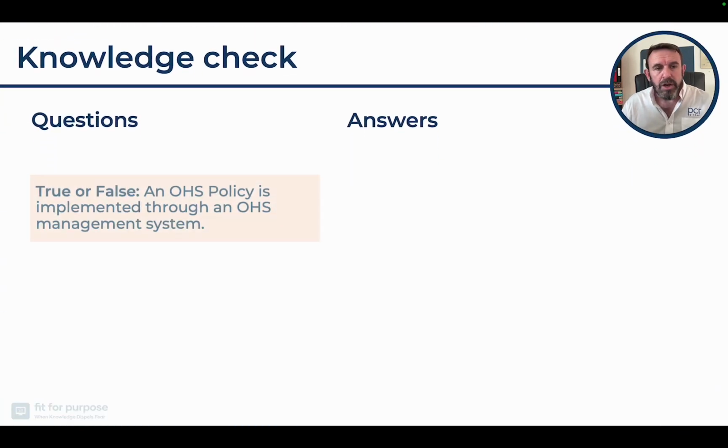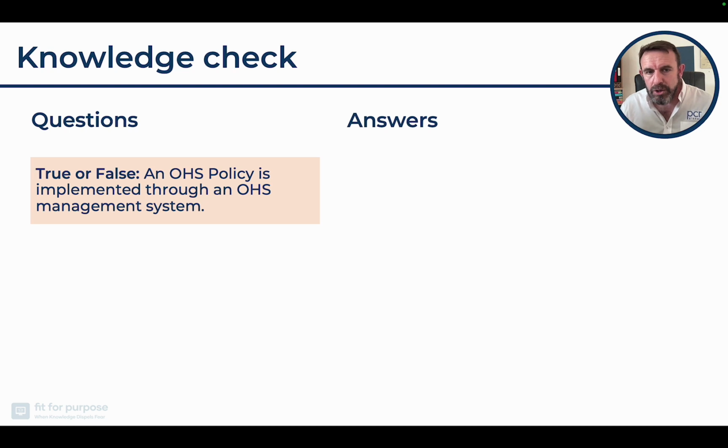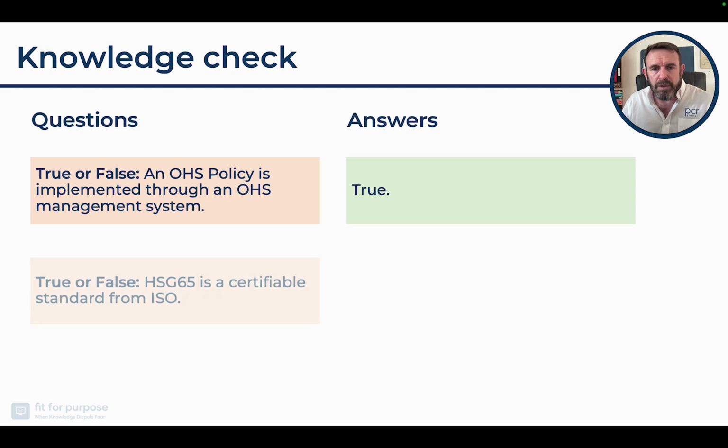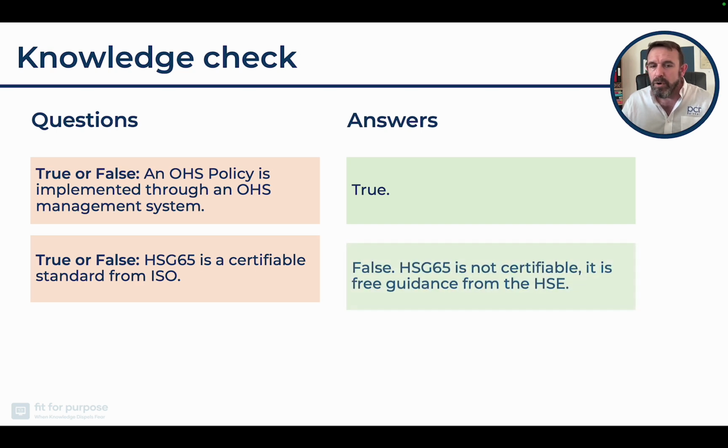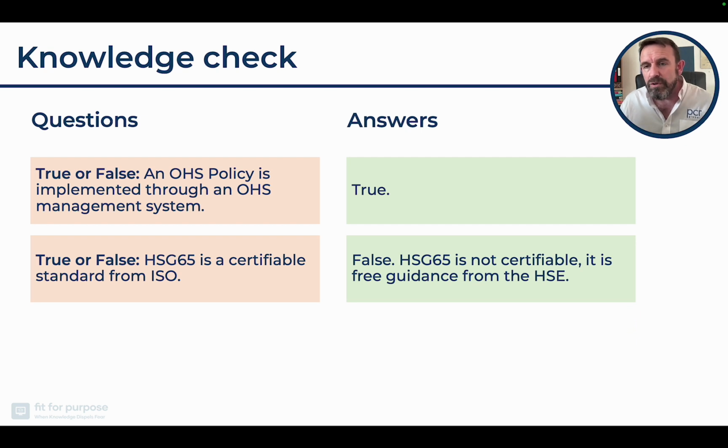Over to the knowledge check. True or false? An occupational health and safety policy is implemented through the management system. Absolutely yes. Now, we've said that in a couple of the modules because it really is important to understand that. True or false? HSG 65, that's the management system from the HSE, is a certifiable standard. No, it's not. It's not certifiable. It's not from ISO. It is from the HSE.